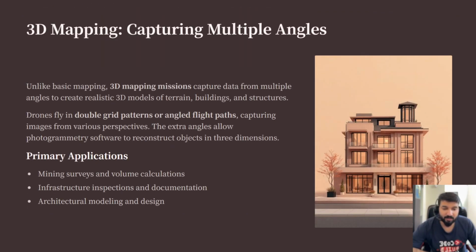Next is the 3D mapping mission. Unlike basic mapping missions that focus on flat images, 3D mapping missions capture data from multiple angles to create realistic 3D models of terrain, buildings, and structures. In these missions, the drone may fly in double grid patterns or angled flight paths. The extra image angles help software reconstruct objects in three dimensions. 3D mapping is widely used in mining surveys, infrastructure inspections, and architectural modeling.